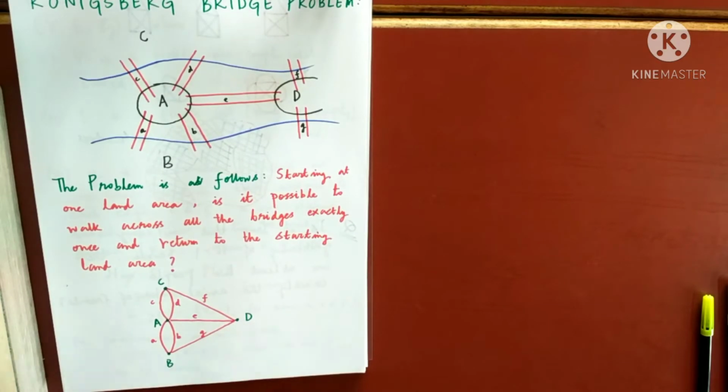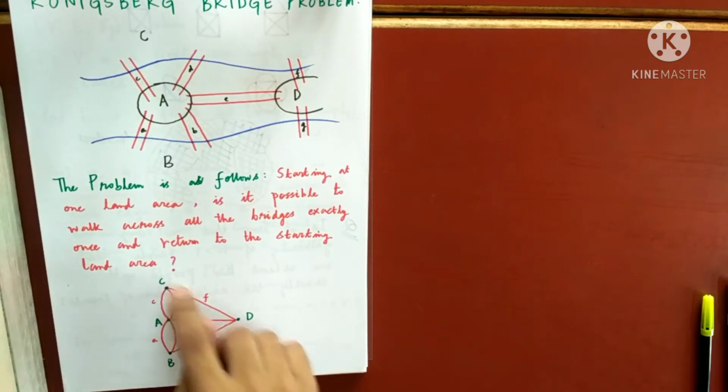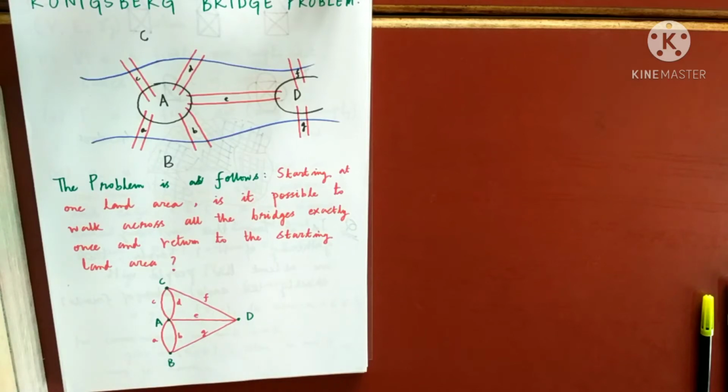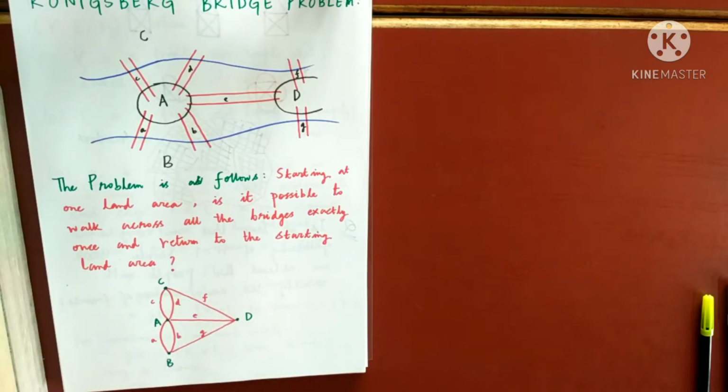And you remember that the above problem can be reduced like this. The dots represent the land areas and these red lines denote the edges, or the bridges. So the above diagram can be drawn in this simplified form. This is what is called a graph, a graph having 4 vertices and some edges.